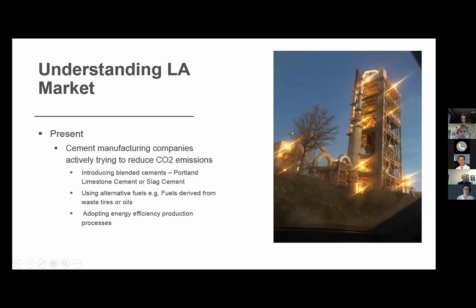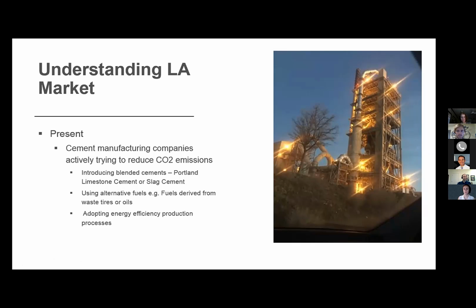Of cement. So this is a glamour shot of our cement plant in Lebec. But the cement companies are finally coming around to understanding that there's a global change to reduce the carbon footprint, and they're starting to change their views.